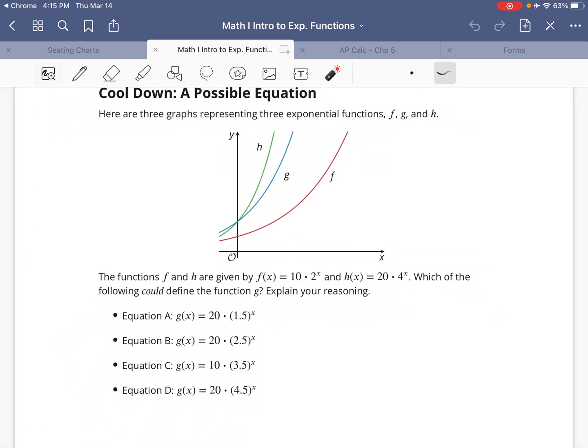Based on all that, if f is 10 times 2 to the x power, and h is 20 times 4 to the x power, you should be able to figure out which of these starting values is correct and which of your growth factors will give you something that grows faster than this but slower than that. If you have questions, let me know.